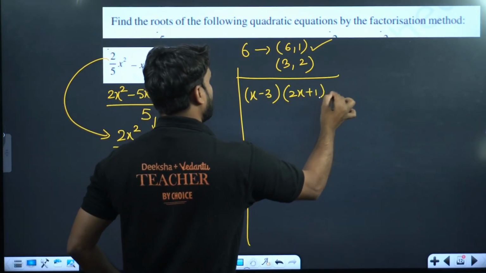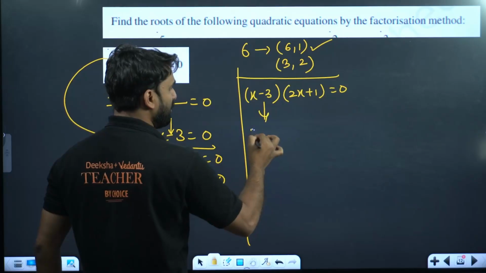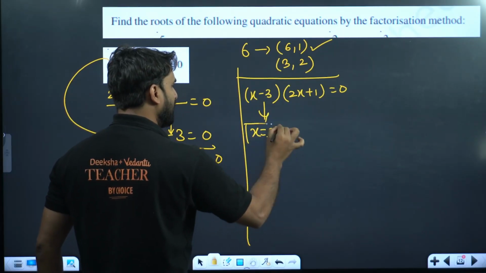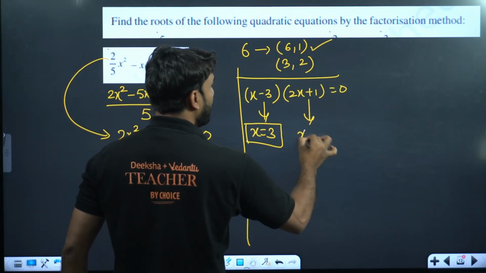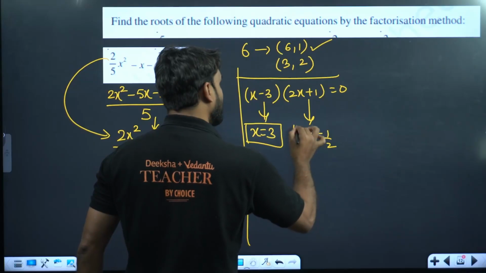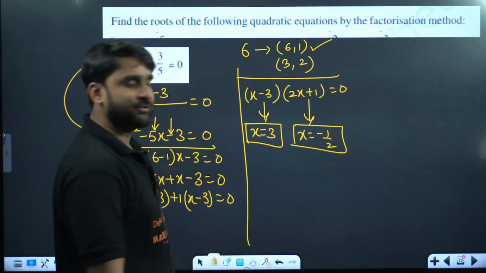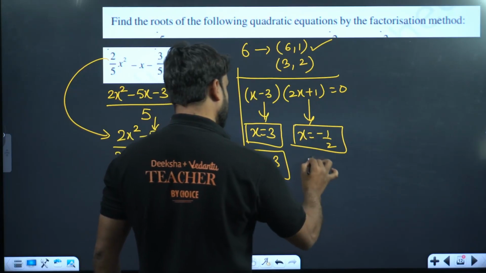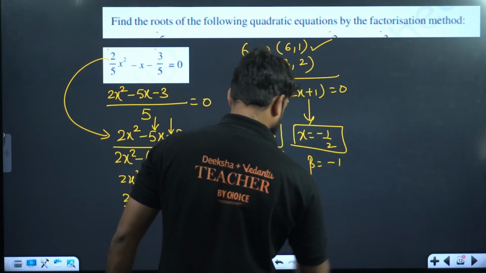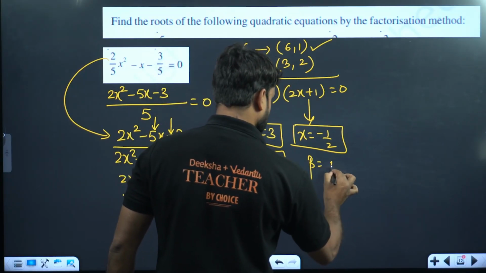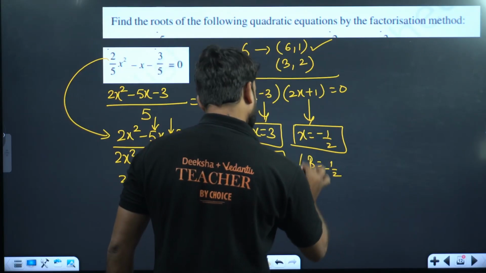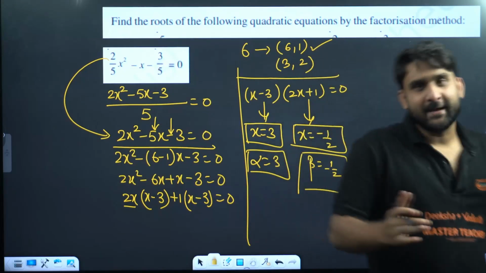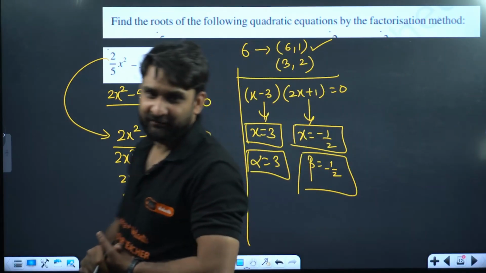2x plus 1 equals to 0. So on taking this as 0, x equals to 3, and on taking this as 0, x is equal to minus 1 by 2. These are both zeros, I mean, these are the roots. So we can say alpha as plus 3, and second root is minus 1 by 2, beta. Answer. Clear? I hope everything is clear to all.